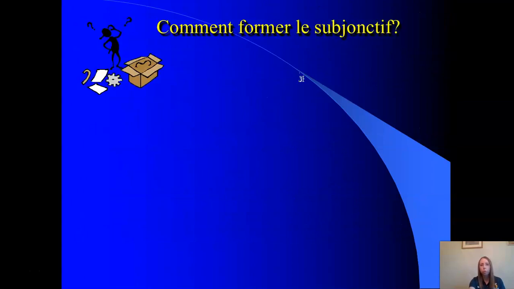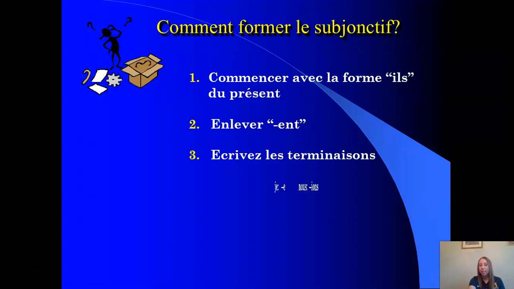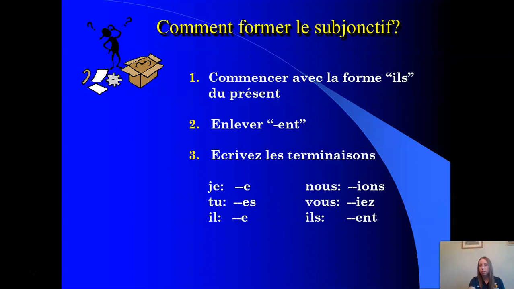So, comment former le subjonctif? Commencez avec la forme il pluriel du présent. Enlevez ENT. Écrivez les terminaisons, oui. E, ES, E, IONS, IEZ, ENT.